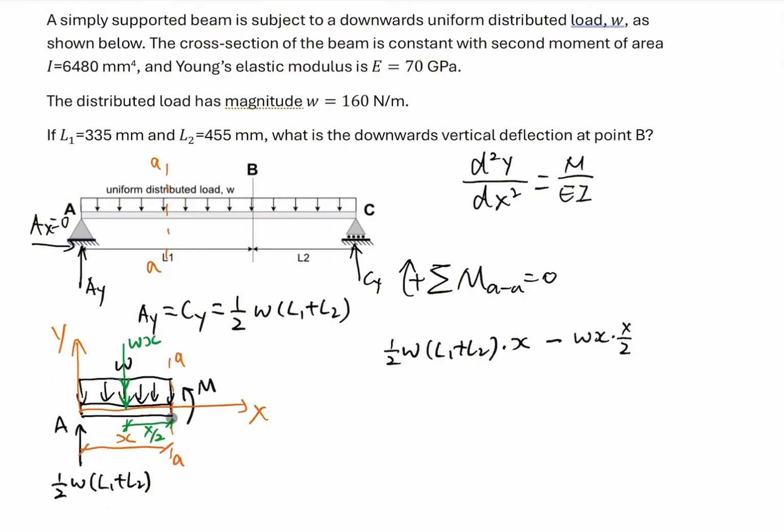At last, we have the internal bending moment M acting on this section, which goes counterclockwise, so it is negative M, equal to 0. This is the moment equation of equilibrium at section A to A. Once we have this equation, we can derive the internal bending moment. M is equal to one half W x squared.